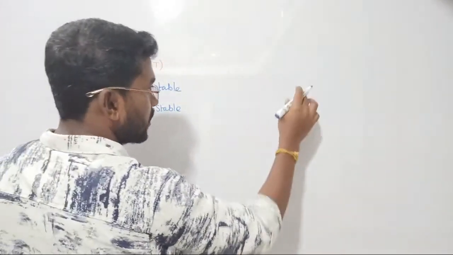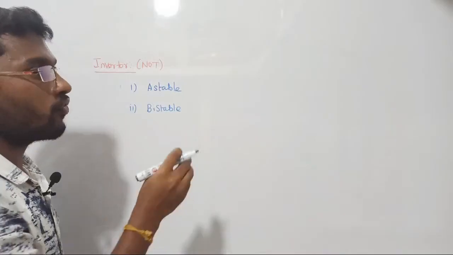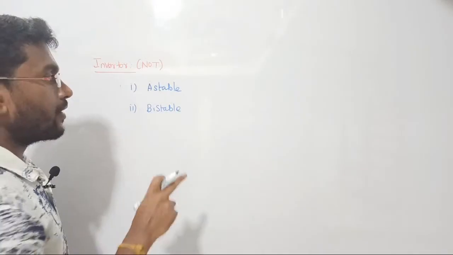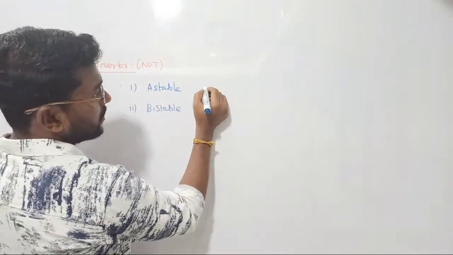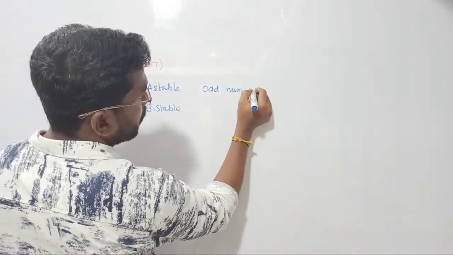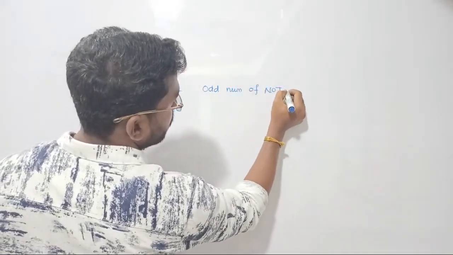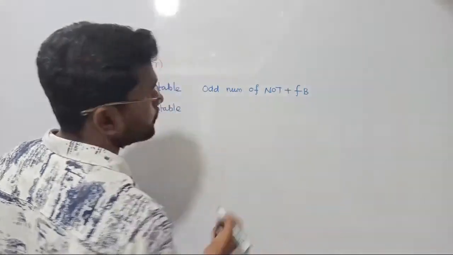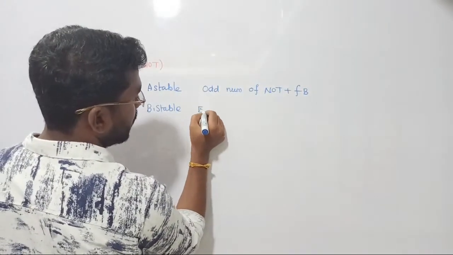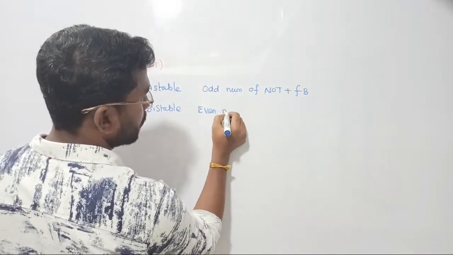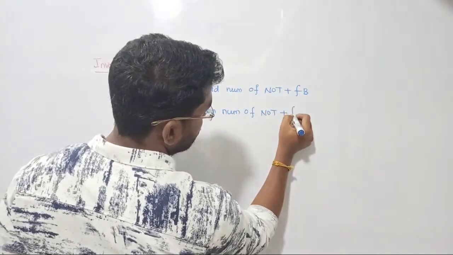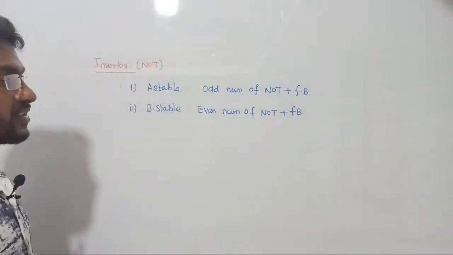Astable now your circuit, right? Inverter with the feedback. If you find any NOT gate with the feedback, right? An odd number of NOT gates with the feedback will give you astable, right? So that is odd number of NOT gates with the feedback, which will be equivalent to an astable multivibrator, whereas an even number of NOT gates with the feedback will give you a bistable multivibrator.